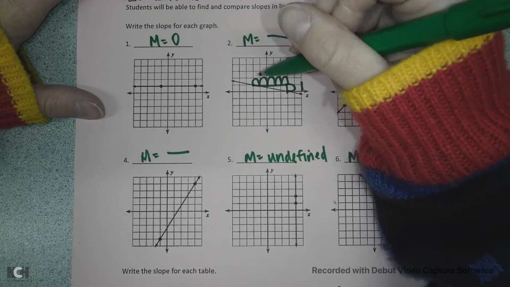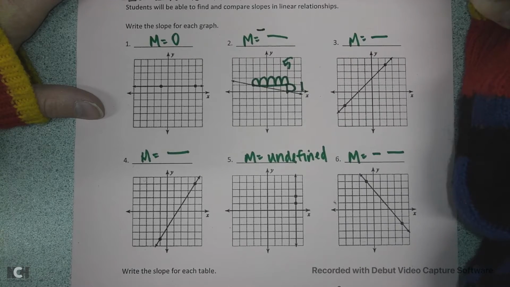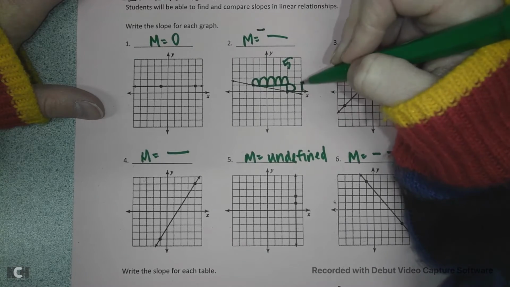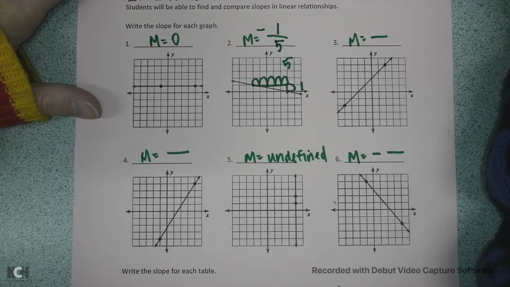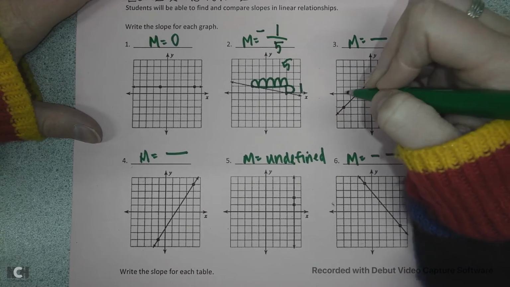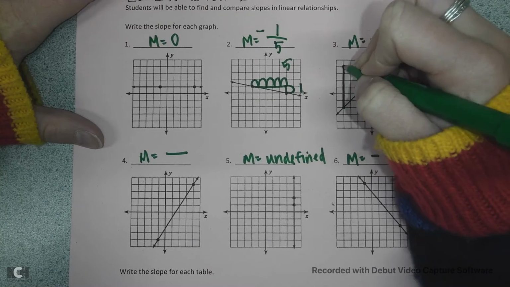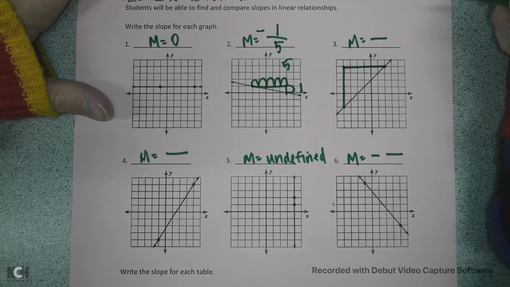So my slope, oh, I messed this one up. My slope is decreasing, so it's going to have a negative. And then my rise is 1 and my run is 5. It's a good thing to double check these. Sorry. I'm sure you're a little frustrated. I'm really sorry.